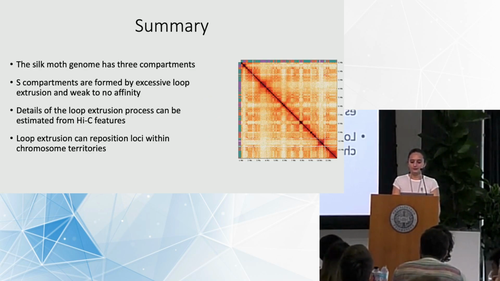So in summary, the silk moth genome has 3 compartments, canonical A and B, plus a third type we call secluded S. We believe that S compartments are formed by abundant loop extrusion and little to no underlying affinity. We have estimated various parts of the loop extrusion process from different features in the Hi-C map. And we found a unique role for loop extrusion in positioning loci within the genome.